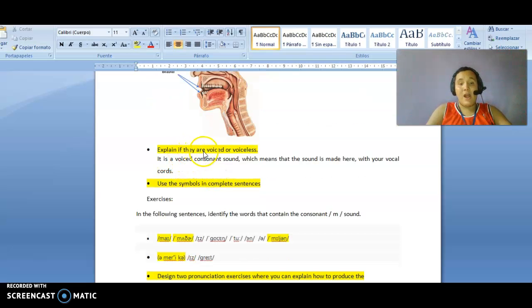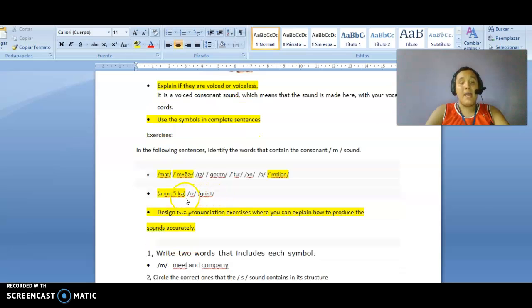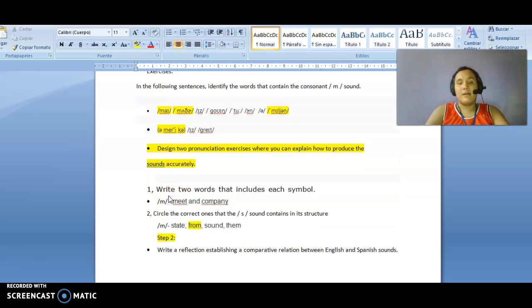Explain if they are voiced or voiceless. It is a voiced consonant sound, which means that sound is made here with your vocal cords. For example, you can feel a little vibration here. Exercise in sentences: identify the word that contains the consonant M sound: May, mother, million, America. Design two pronunciation exercises where you can explain how to produce that sound correctly.